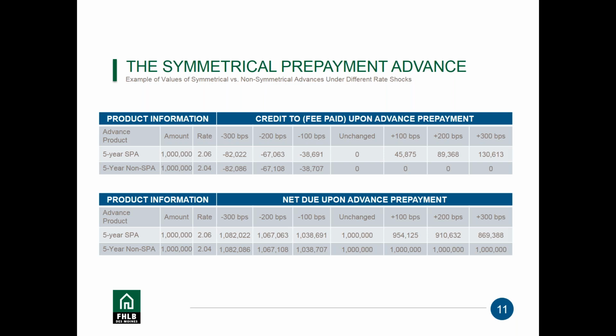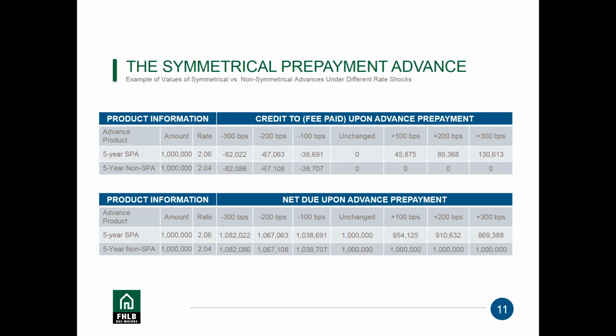So on each symmetrical advance that's outstanding, very easy, we can provide you with an estimated prepayment fee or credit amount based on instantaneous parallel rate moves. Every symmetrical advance, in fact, has a market value that is dependent on the level of prevailing interest rates. Just like any advance, you can go on eAdvantage, take a look at your advance position, and see that market value estimate that you can go ahead and access.